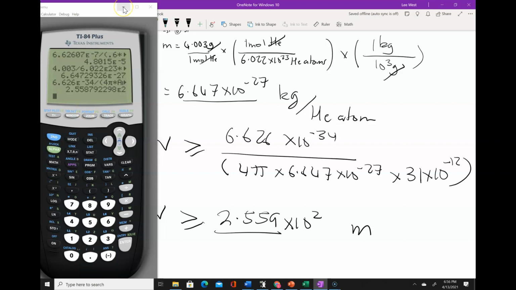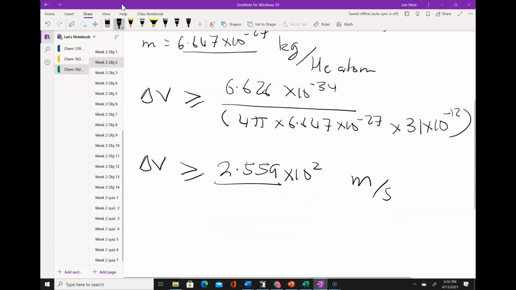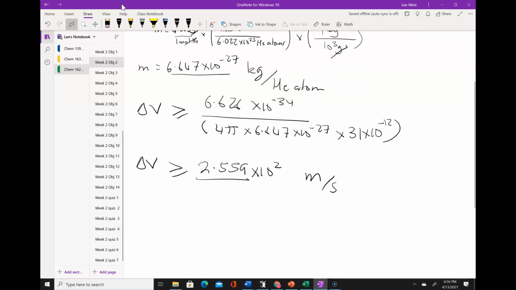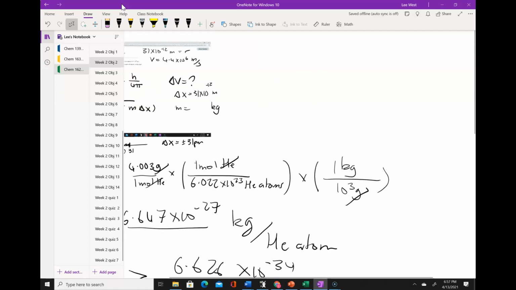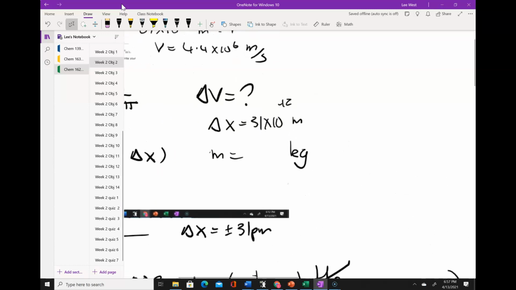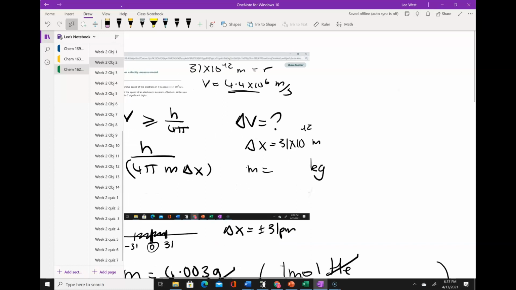Wow. Oh, meters per second. There we go. That's better. Sorry, I was like, woo, because it's velocity, not delta x, isn't it? So the uncertainty in the velocity is pretty big. It's 255.9 meters per second. Wow, that's a lot. But then you realize how fast it's going. It's going 4.4 million meters per second.